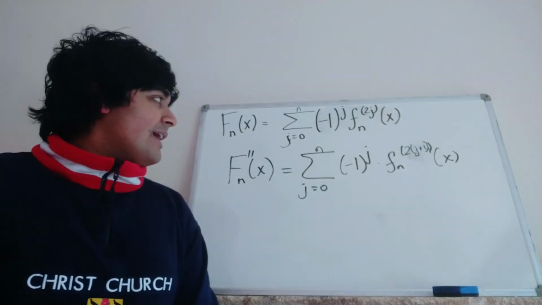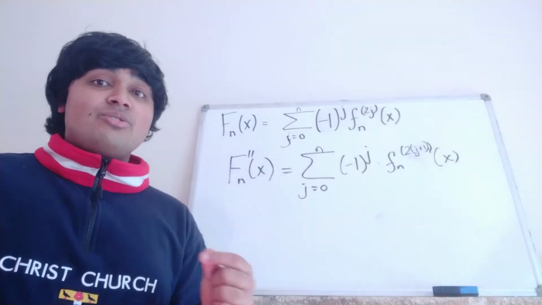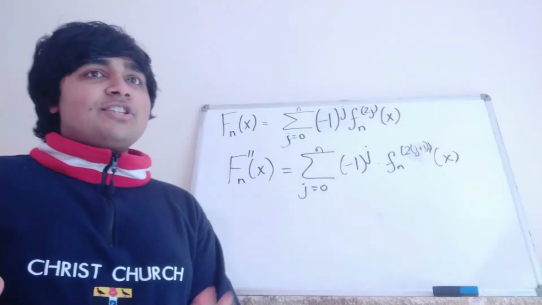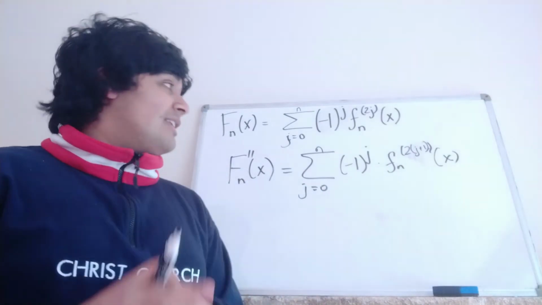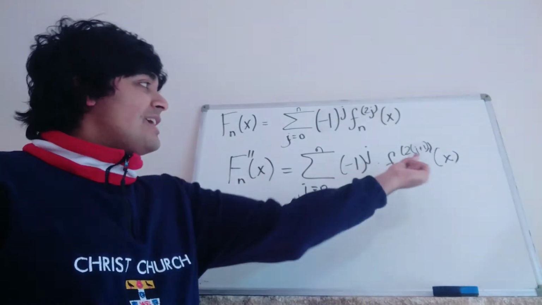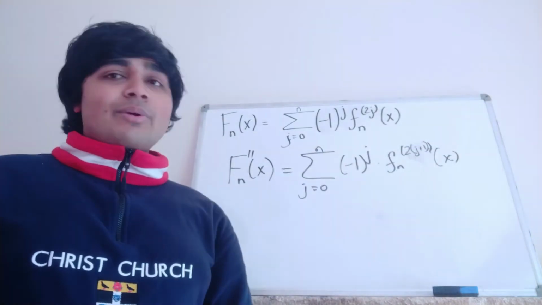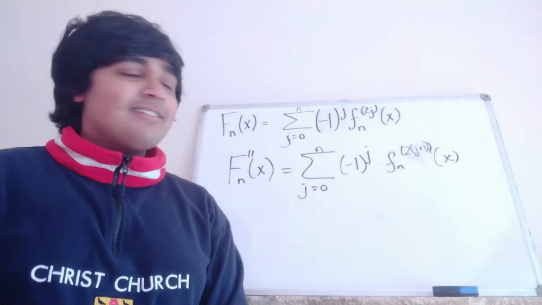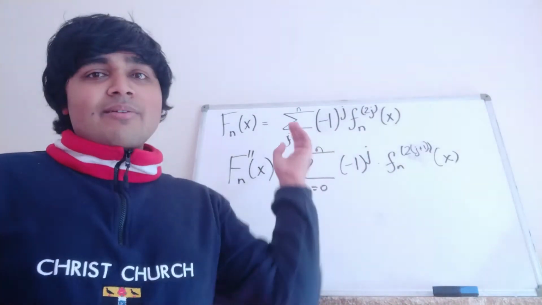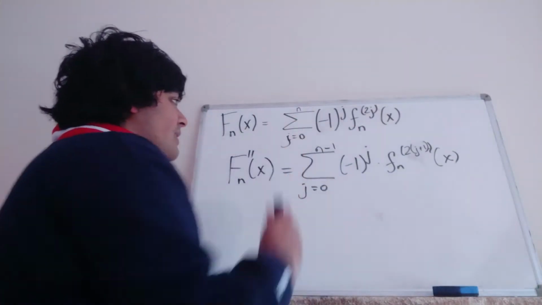Okay, but now remember, fn of x is a polynomial of degree 2n. So if I differentiate it at least 2n plus 1 times, that's just going to vanish. But notice when I plug in j equals n into this summation here, I get the 2n plus 2th derivative of fn of x, which I've just said is going to be identically 0. So we're just adding on 0 when we add on our nth term. So we only actually need to sum to n minus 1, like so.